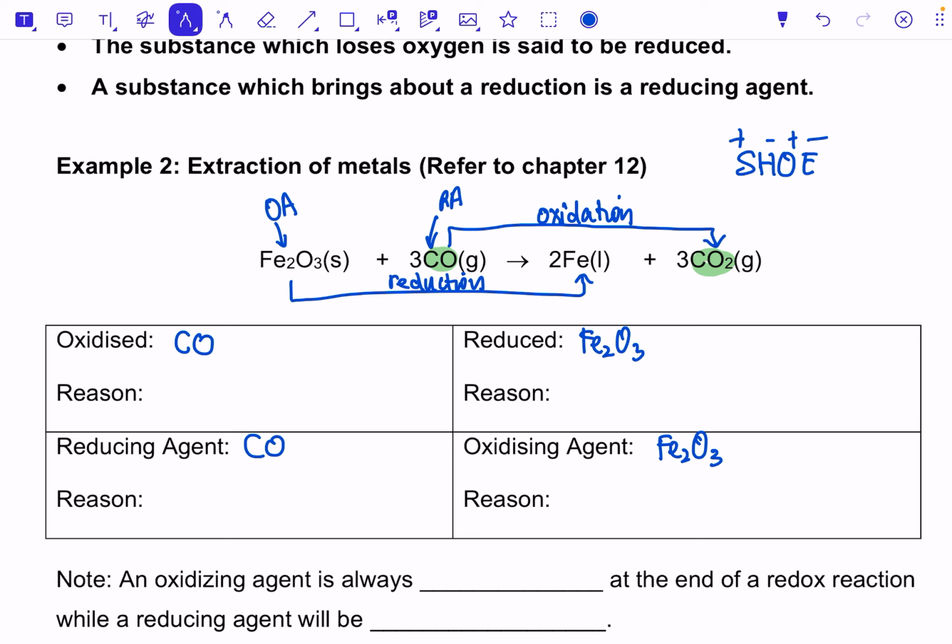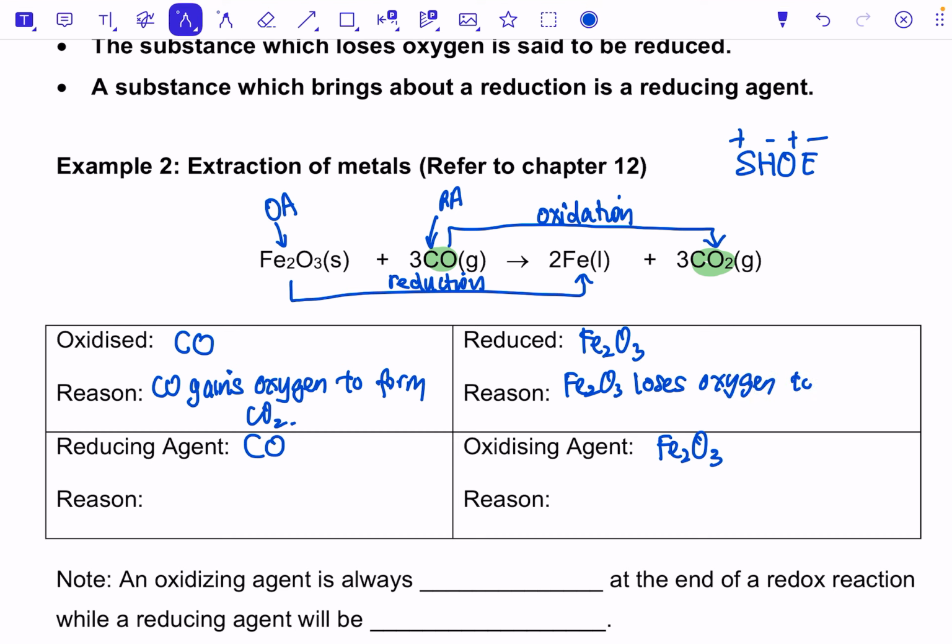Then let's write the explanation. CO gains oxygen to form CO2. Fe2O3 loses oxygen to form Fe. I'm going to highlight Fe. You notice I wrote down Fe instead of 2Fe. The number 2 should not appear in your answer. That was what I was referring to.